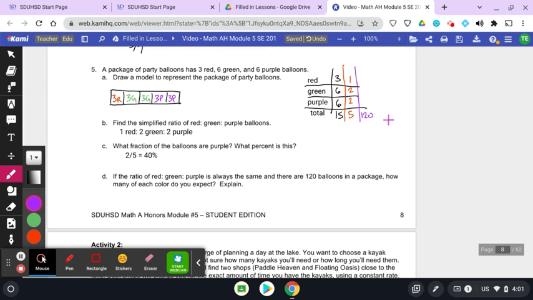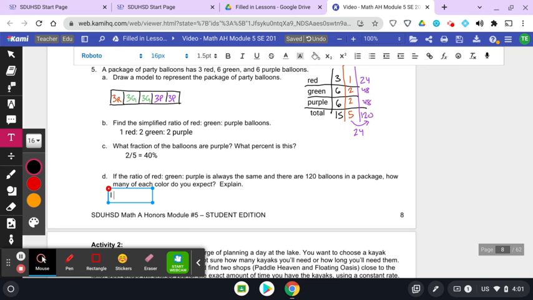So I know I have to do 5 times 24. Okay, so I can figure out what 120 divided by 5 is, 24. So I now have to multiply by 24. So this would be a 24, this would be a 48, this would be a 48. I scaled up from the reduced ratio by a scale factor of 24.